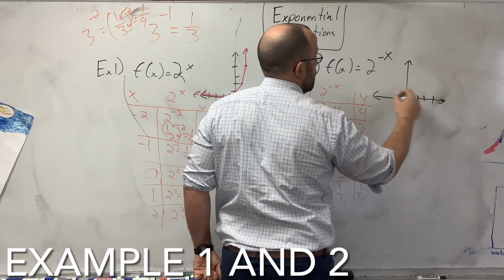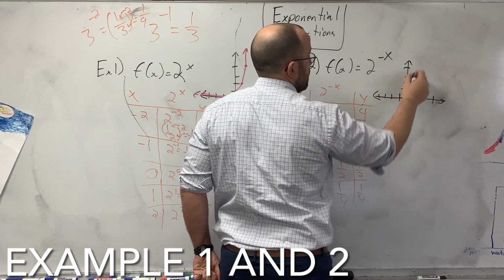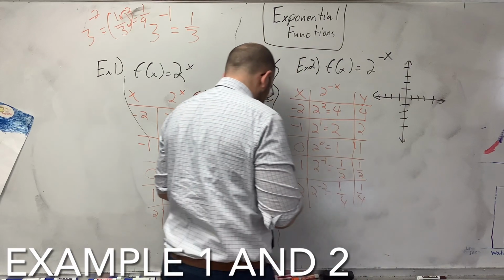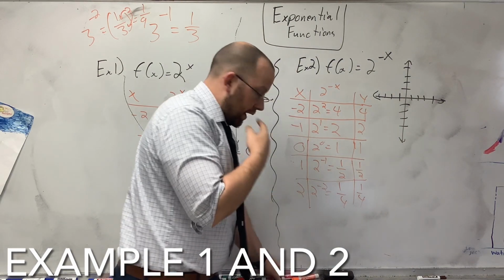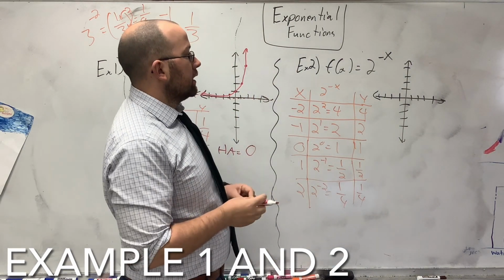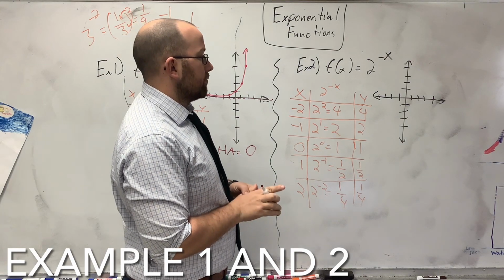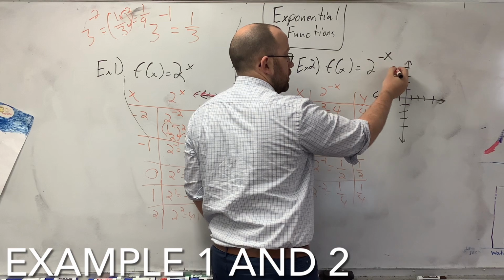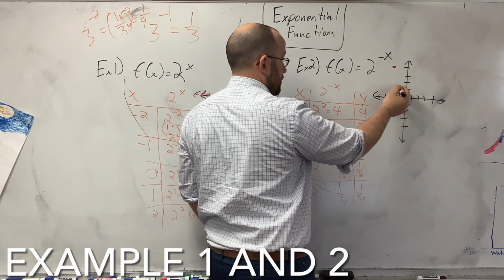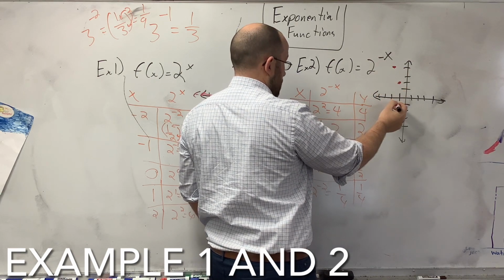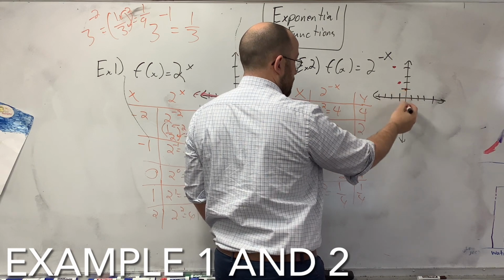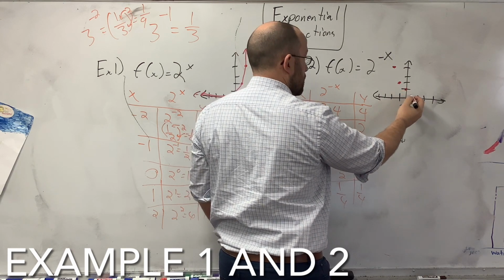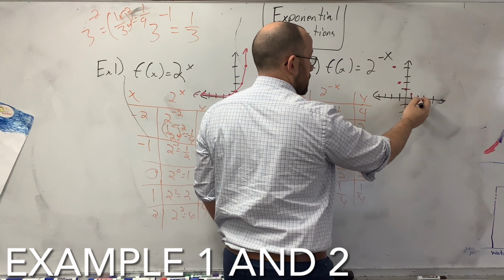We'll graph it in our red. So now all we have to do is graph these points. It should make a curved line. But this is a decay, so it's going to be going down. So negative 2, 4; 0, 1; 1, 1/2; and 2, 1/4.